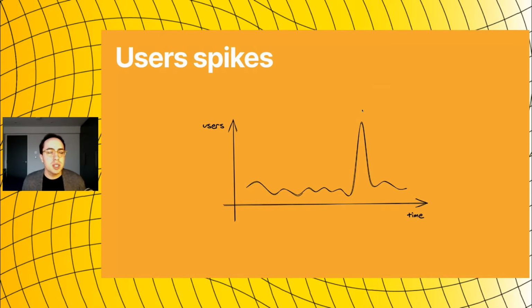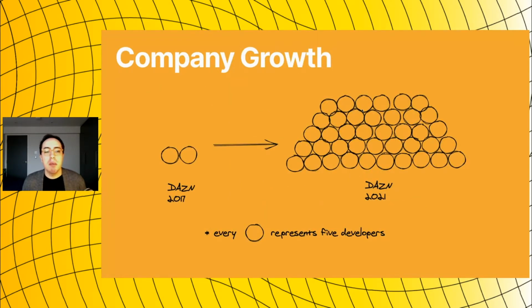So for the nature of our solution, having something that scales is fundamental, and that has to be taken obviously in the backend world, but also in the front end. So scalability and user spikes are one of the contexts in which we will work today. Second is company growth.